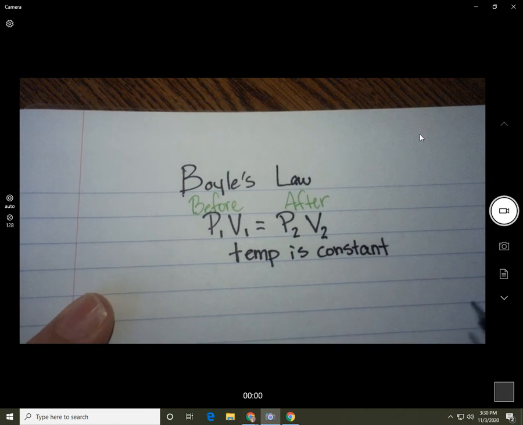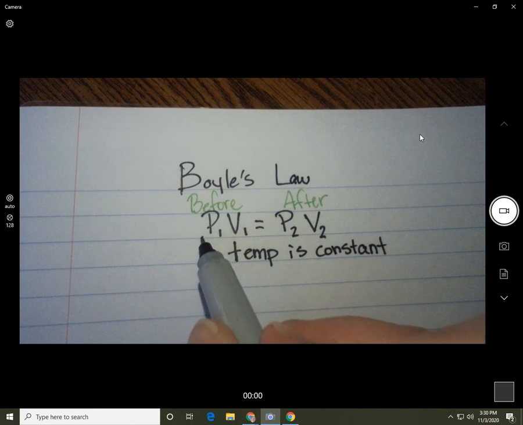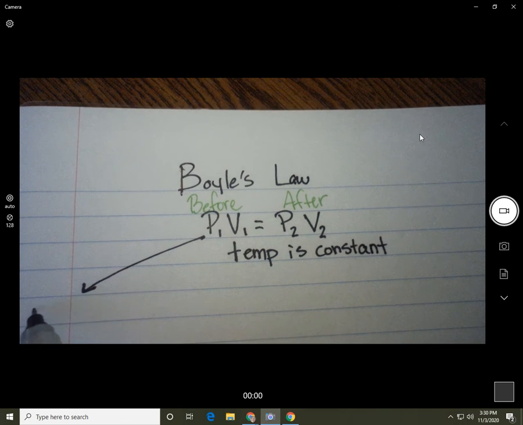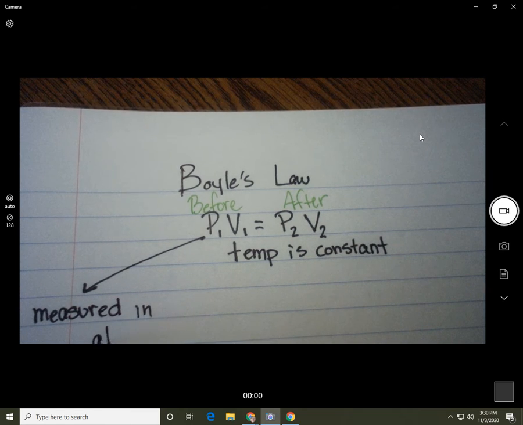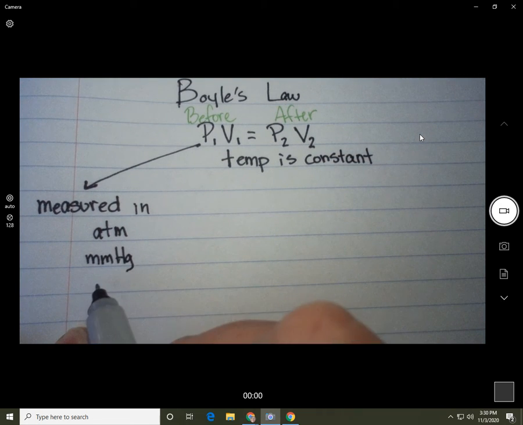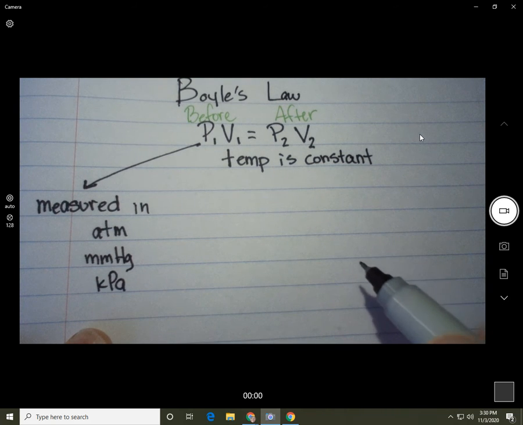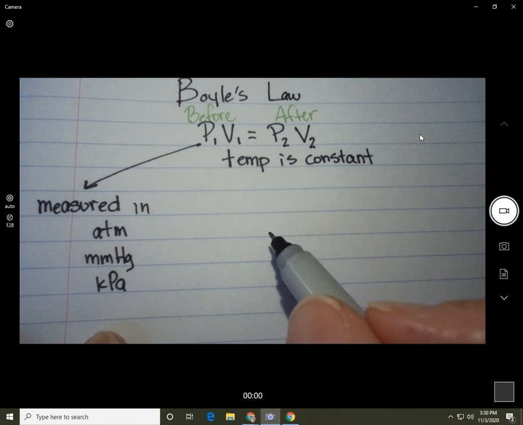Okay. We want to think about units. When we're thinking about any kind of math problem, we always want to think about the units that we're looking at. So we'll come over here and make a list. Pressure is measured in atmospheres, millimeters of mercury, or kilopascals. So those are just units that tell how much pressure is in a system.